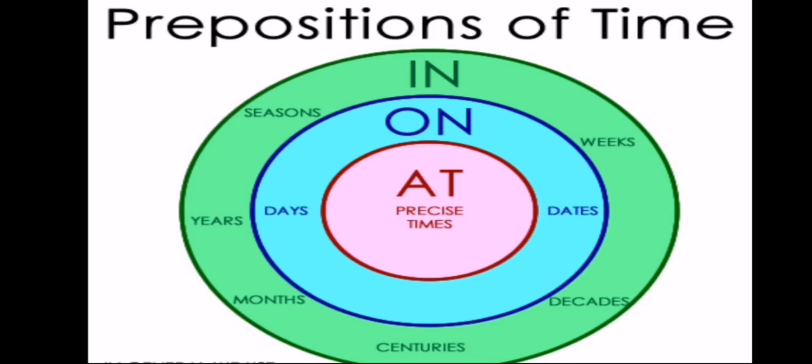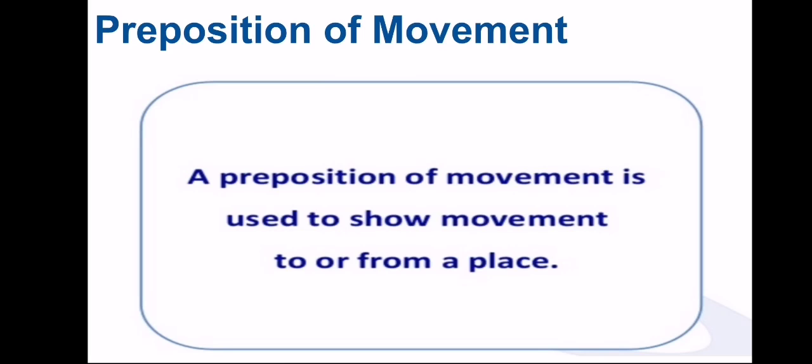Now, when is in used? When we are talking about some season, year, month, centuries, decades, weeks, we use the preposition of time in. When is the preposition of time on used? Days, dates. In this, we use the preposition on. And at a precise time, we use the preposition at.